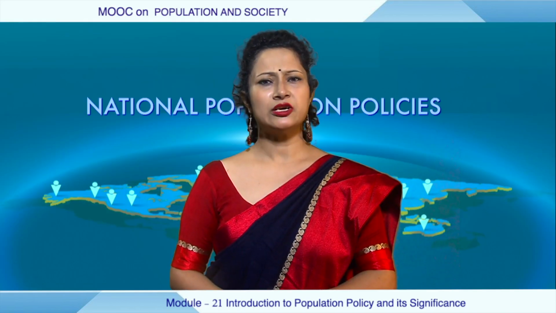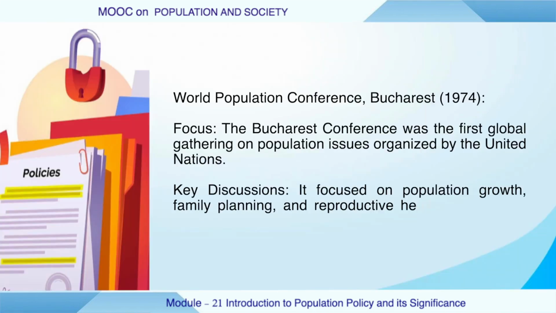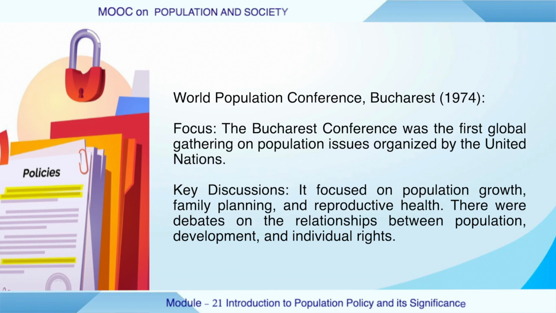We have the World Population Conference, Bucharest 1974. We'll mainly understand the focus: it was the first global gathering on population issues organized by the United Nations. The key discussions focused on population growth, family planning, and reproductive health. There were debates on relationships between population, development, and individual rights.